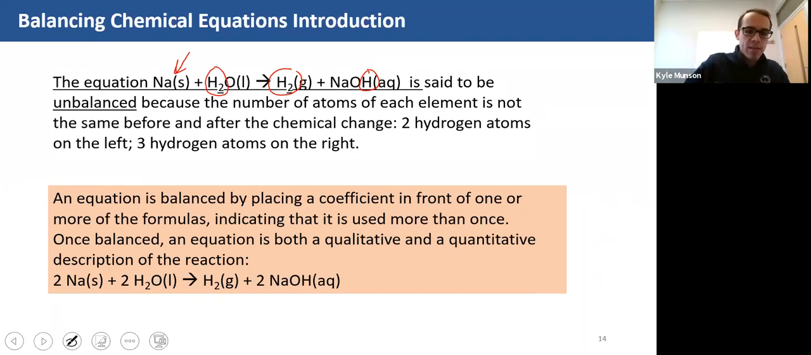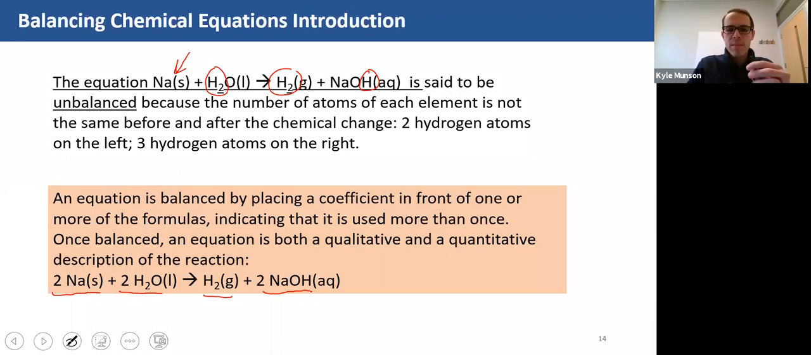So here's the balanced chemical equation. 2 sodiums plus 2 water molecules gives me 1 hydrogen gas molecule and 2 sodium hydroxide formula units. Again, this is the way that we represent that the number of atoms and the types of atoms are the same on both sides of the equation. And once balanced, this is going to be really helpful for us later.